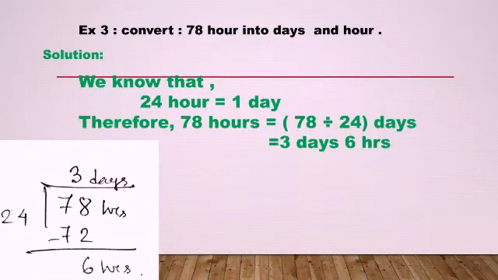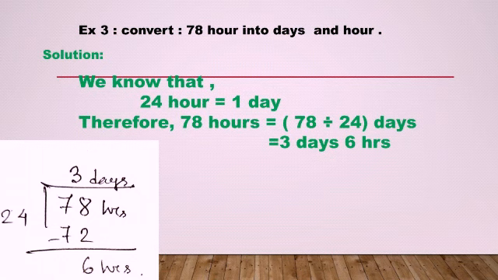Now here also you can check: convert 78 hours into days and hours. So we are converting hours to days. That means smaller to bigger again. So when we want to convert a smaller unit to a larger unit, we have to divide. But here you need to know the relationship among the units.